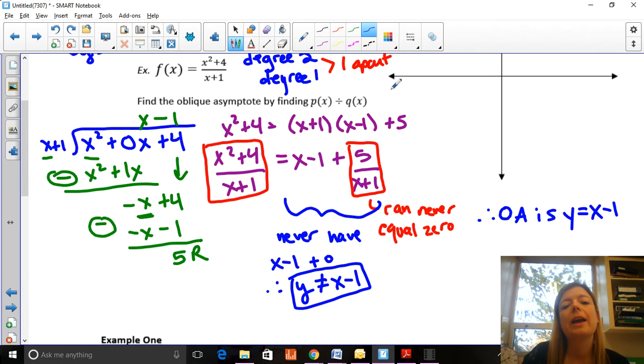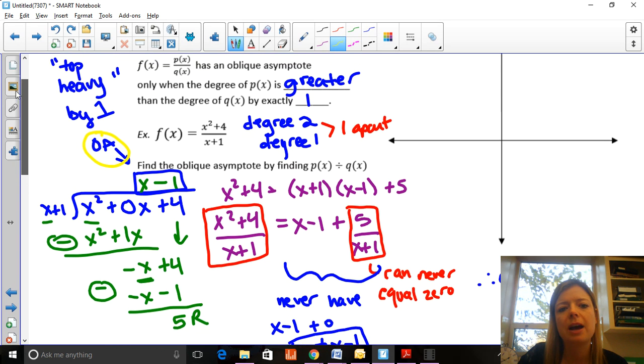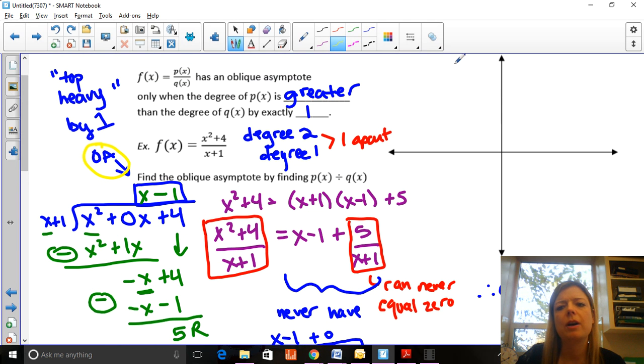Whatever you get when you do polynomial division, the quotient up here, will be the oblique asymptote. If you just understand this part, then you'll get the knowledge part down. This describes why it's the oblique asymptote. All right, so how would we draw this function? Well, we have a vertical asymptote at negative 1.